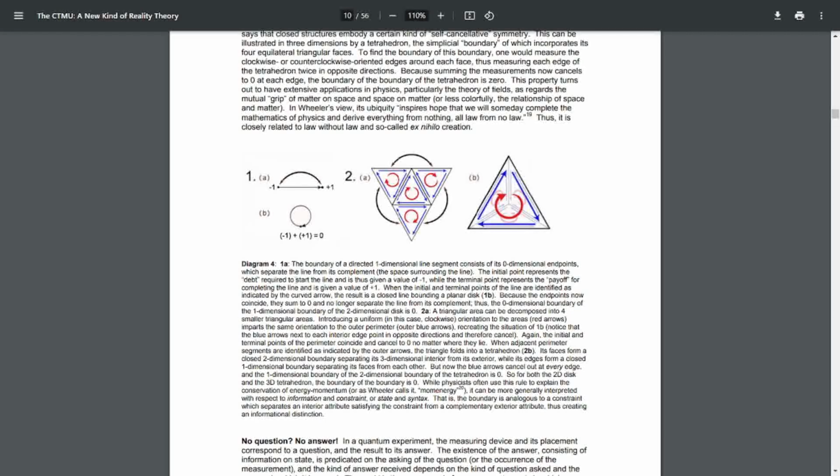But yeah, okay, so let's look at this. Let's actually read. I'm gonna read the diagram before I look at it.